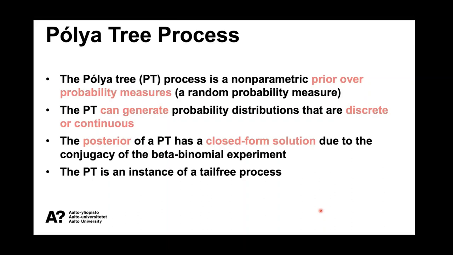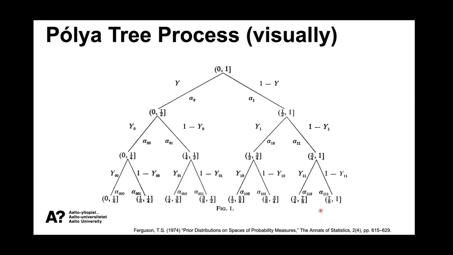The other interesting thing is that Pólya tree processes have a closed form solution of their posterior because of the way they are constructed. They are an instance of a slightly larger family, and they are quite an old model. Here's an illustration of a Pólya tree process from the 70s, where people started studying this space of probability measures.